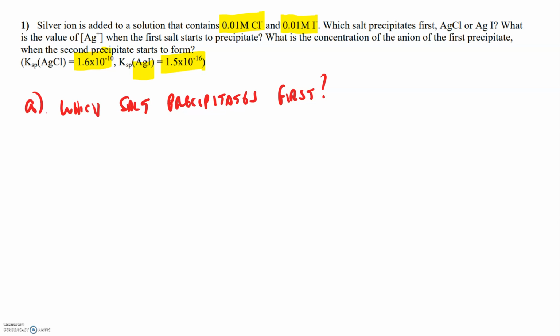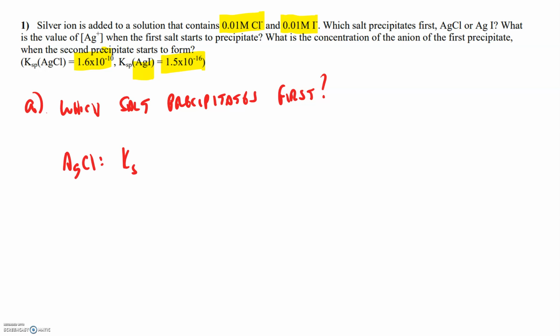Let's do some calculations just to verify this, and I think we're going to find that when we do this, we'll have answered the next question. What is the value of the concentration of silver ion when the first salt starts to precipitate? In other words, what's the concentration you've got to get it to? So let's do the silver chloride first.